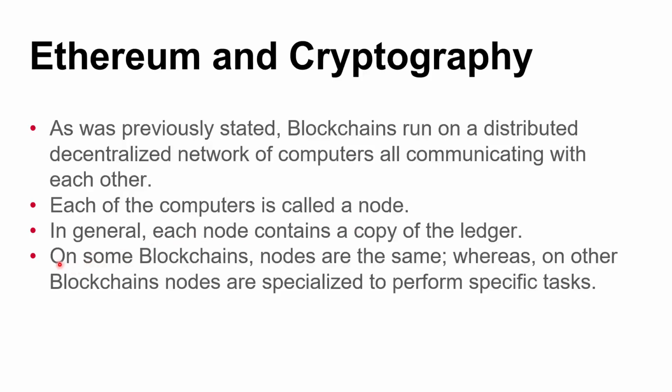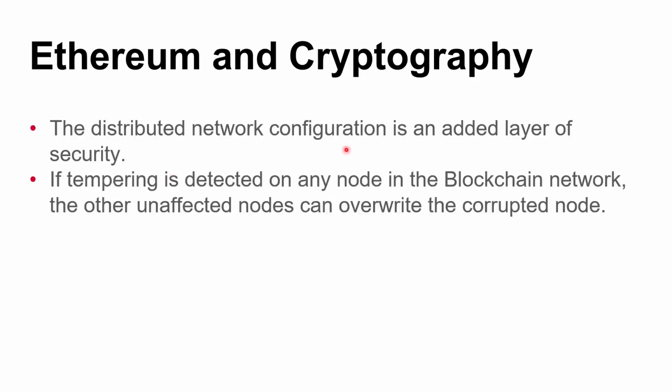There is also one ledger, so every node contains a copy of the ledger. On some blockchains, nodes are the same, whereas on other blockchains nodes are specialized and perform specific tasks. Hyperledger Fabric is an example where there are specialty nodes. The distributed network configuration is almost like another layer of security. If tampering is detected on any node on the blockchain network, the affected node can be overwritten with data from the unaffected nodes. If any corruption takes place, the data can be overwritten with uncorrupted data.